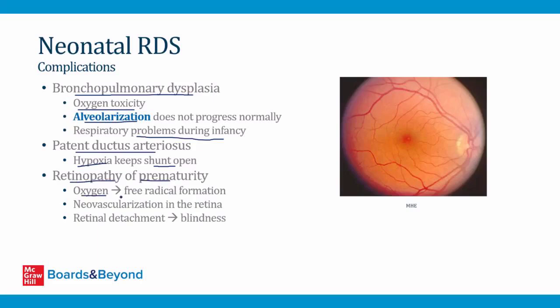So the oxygen free radicals can cause neovascularization of the retina. This means new blood vessels grow in the retina, and this can potentially lead to retinal detachment or blindness. Usually the eye problems are relatively mild and these babies don't end up being blind, but that is a risk that can occur in babies who have RDS treated with oxygen therapy.